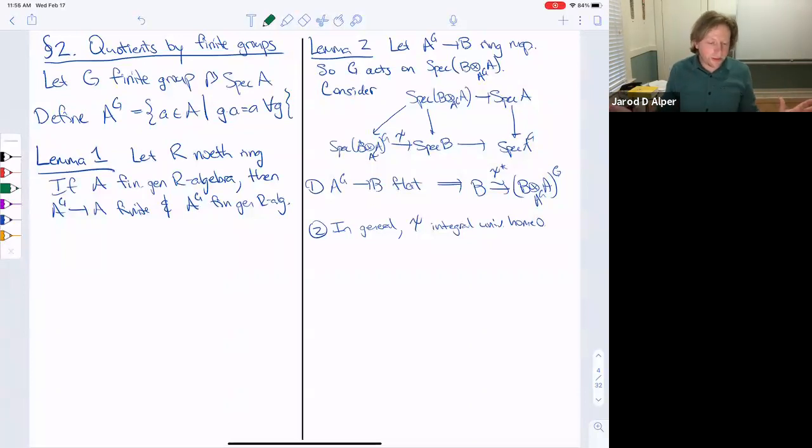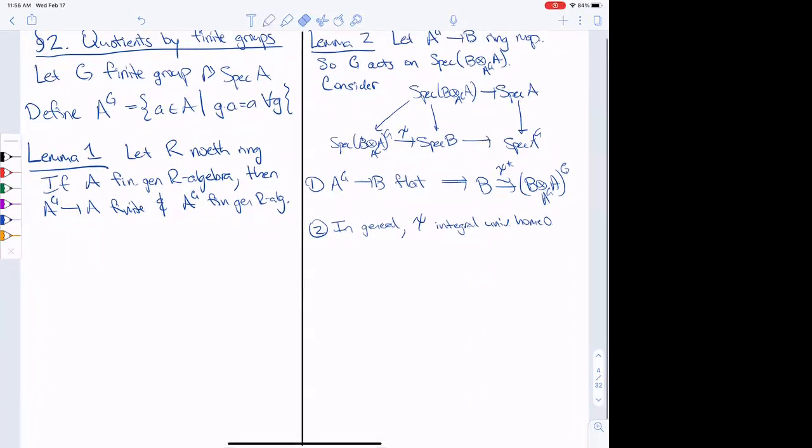In general, when G is arbitrary, this is like Hilbert's 14th problem. And when G is not reductive, the invariant ring is not always finitely generated. But this is an easy case because G is finite. So let's prove this.